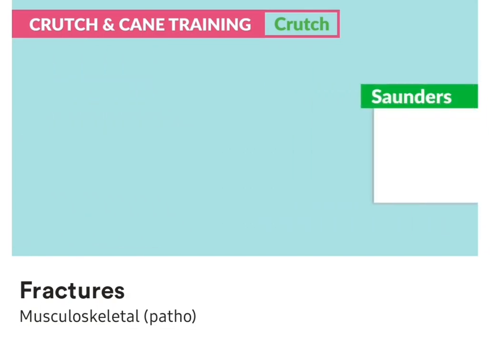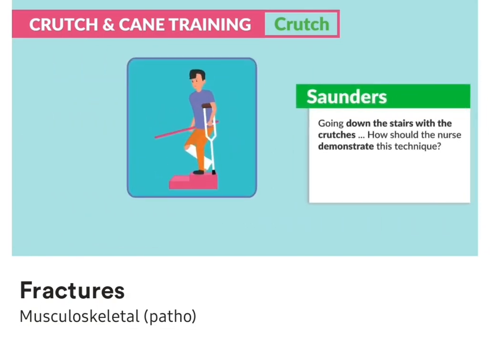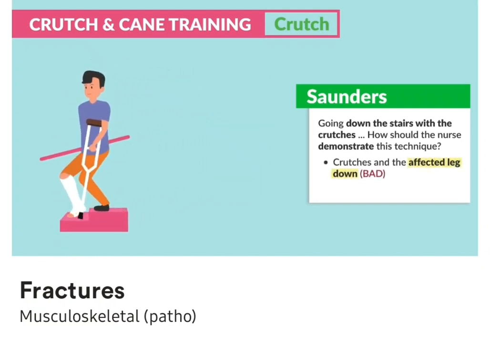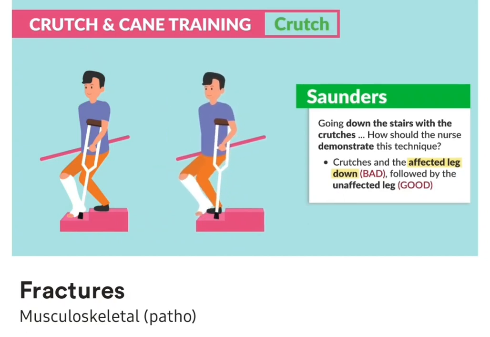Then, using the good leg, number 4, bring the crutches and the affected leg, the bad leg, up to the stair. And Saunders mentions, going down the stairs with crutches. How should the nurse demonstrate this technique? So remember, down with the bad here. Crutches and the affected leg down, so the bad leg, followed by the good leg, or the unaffected leg.